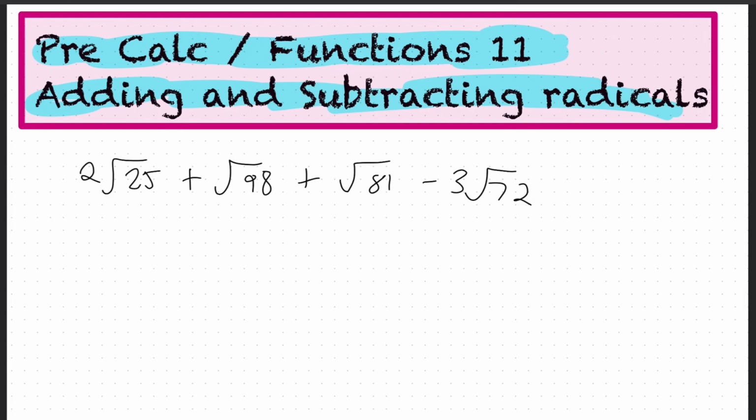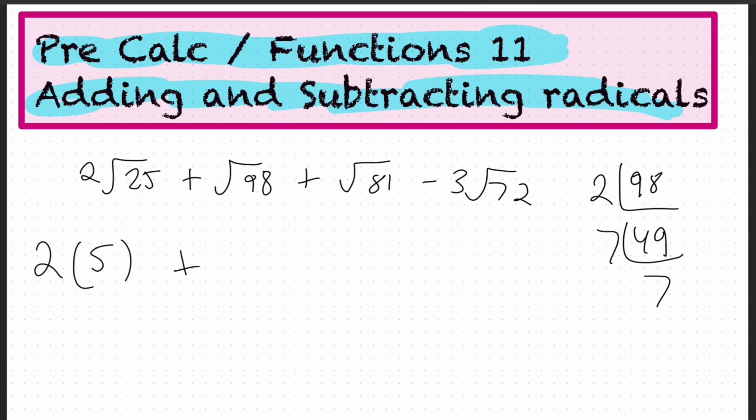So 2 root 25, we know 25 square rooted is just 5. So we have 2 times 5, square root of 98. So for 98, we need to break this down. So I'll just do it over here, 98. Divide out a 2, we'll get 49, 7 and 7. So there's a group of 7. It's square root, so we're looking for a group of 2. So 7 can come outside, 2 stays inside, plus root 81.